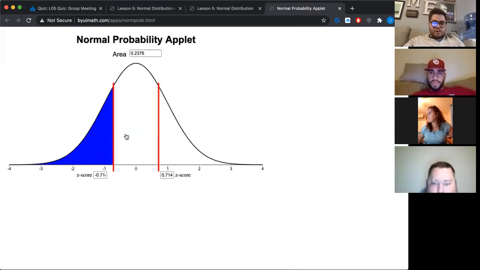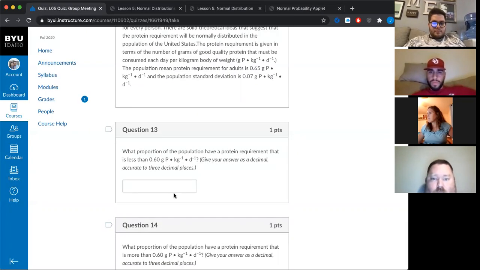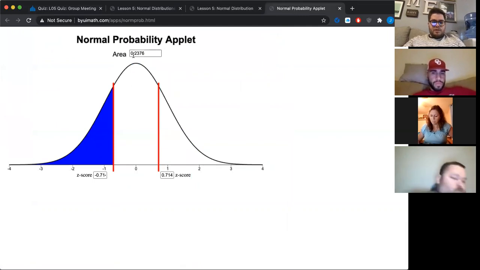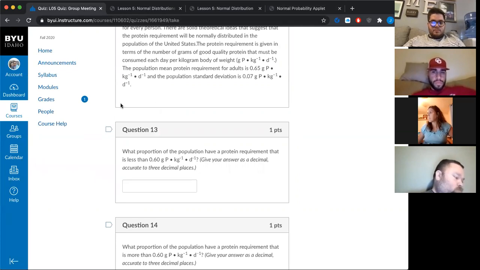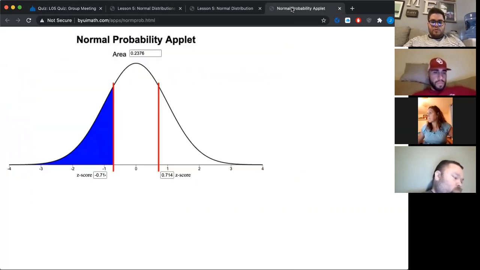And we want just what's less than that, right? That is less than 0.6. So our probability is 0.2376. Well, it only wants 3 decimals, so 0.237.